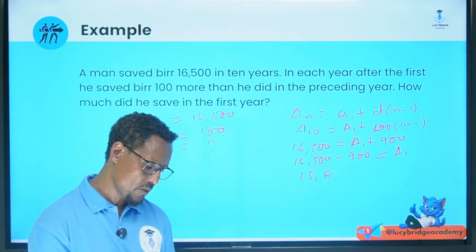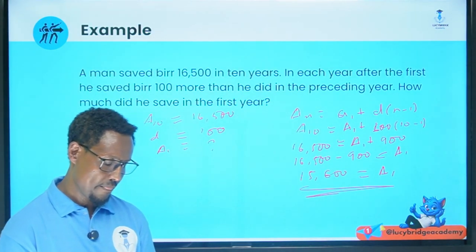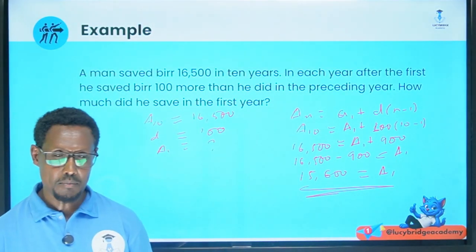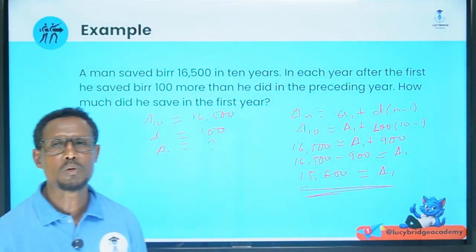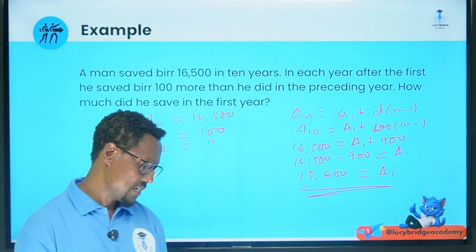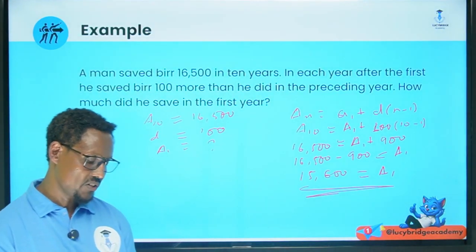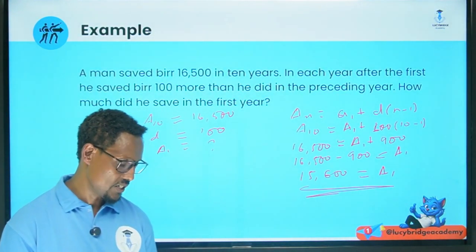15,600 is equal to a1. So in the first year he saved 15,600, and after that each year he saved 100 more, until he reached 16,500. So the first year he saved 15,600.